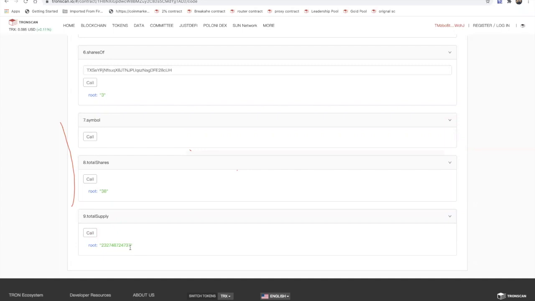Just take off the decimals. What's the total? So it's 1, 3, 4, 5, 6. So right now there's $232,748 in the pool. What does that mean when it's in the pool? It has not been withdrawn.